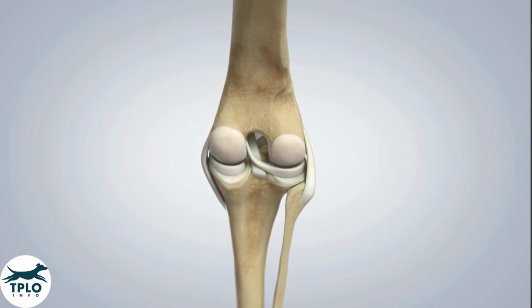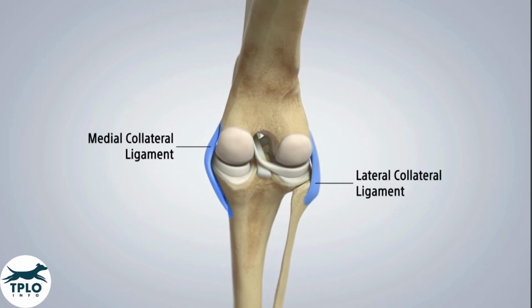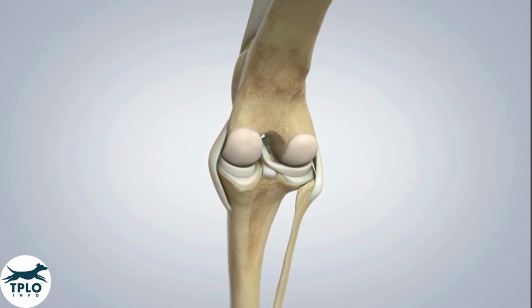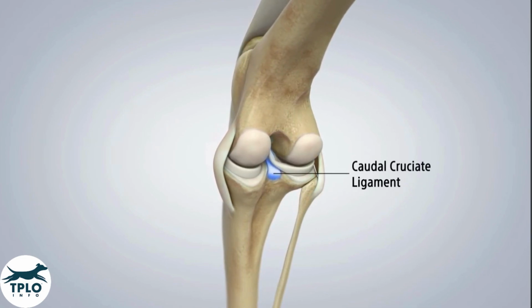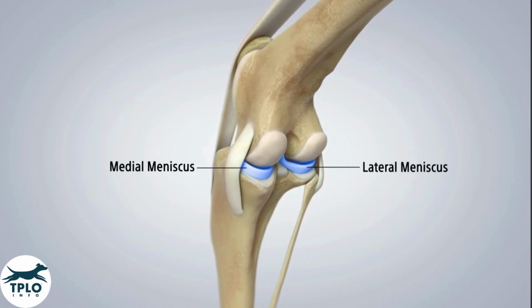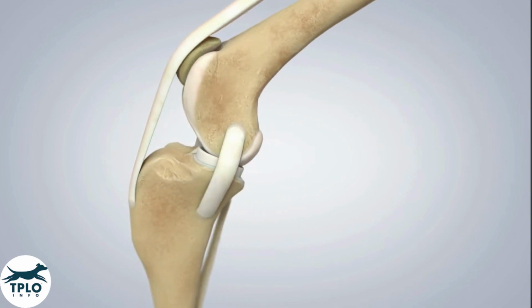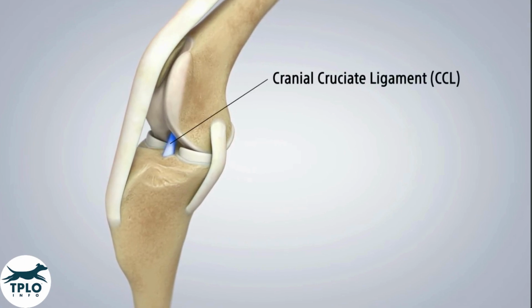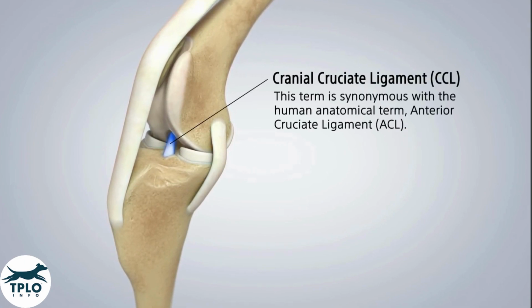the medial collateral ligament, lateral collateral ligament, the caudal cruciate ligament, and then the medial and lateral menisci. And our main focus, the cranial cruciate ligament. This term is synonymous with the human anatomical term anterior cruciate ligament.